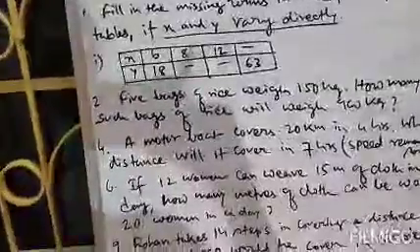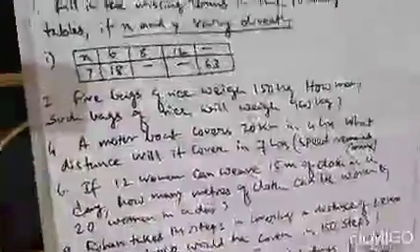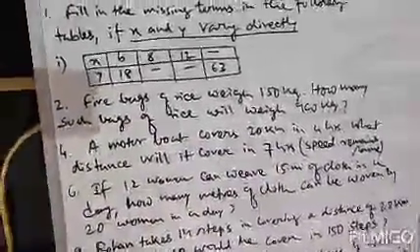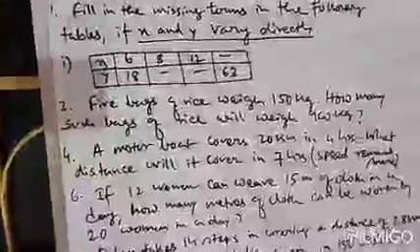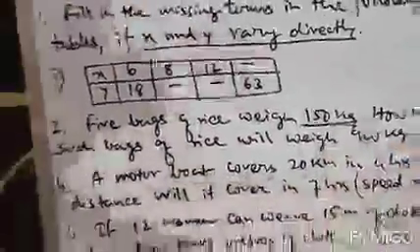Clear? So at first we will check whether it is direct variation or inverse variation, then we will go to the second step. Clear? So just read the question again. 5 bags of rice weigh 150 kg. How many such bags of rice will weigh 100 kg? Now 150 kg is the weight of 5 bags.